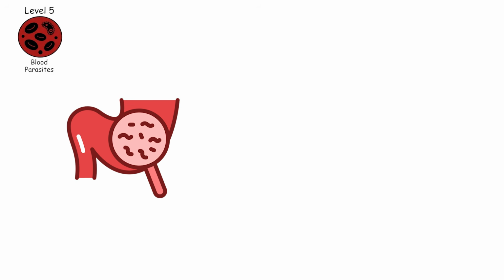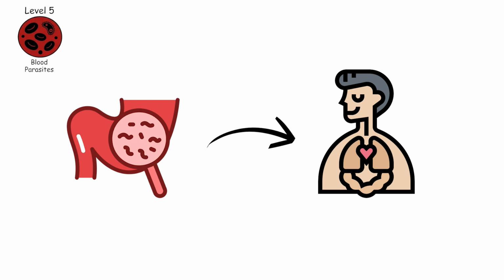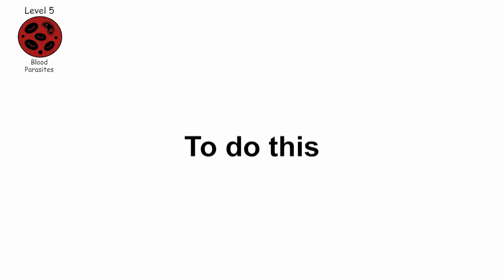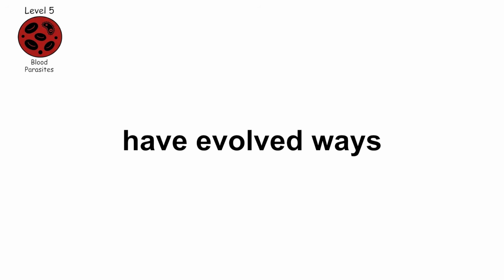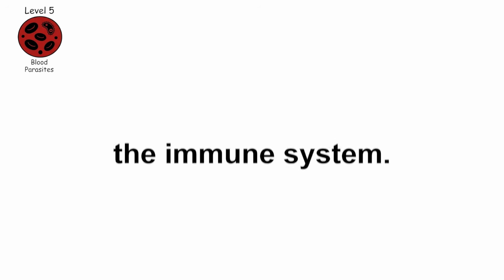The bloodstream provides parasites with easy access to nutrients and allows them to travel to many different parts of the body. However, living in the blood also means they must survive constant exposure to the host's immune defenses. To do this, many blood parasites have evolved ways to hide from or confuse the immune system.